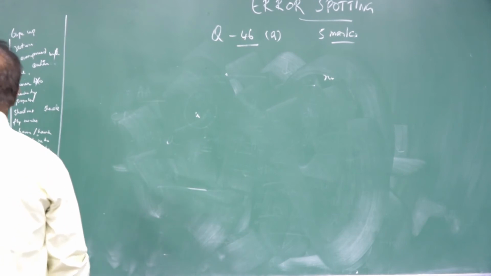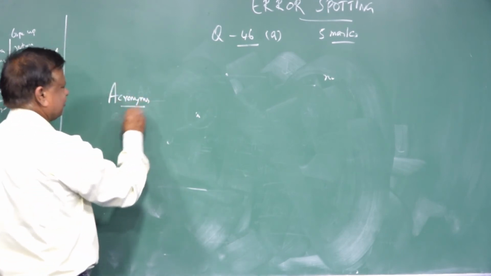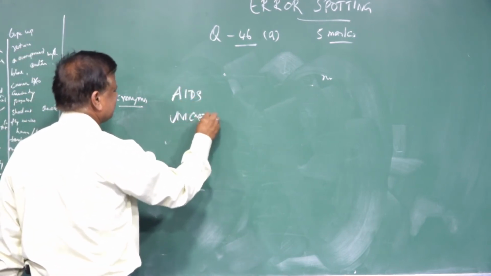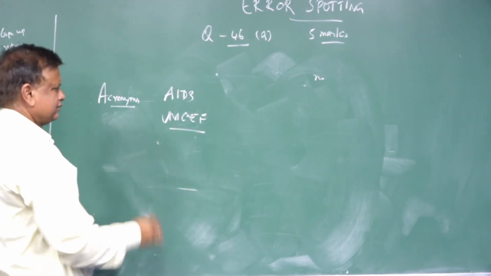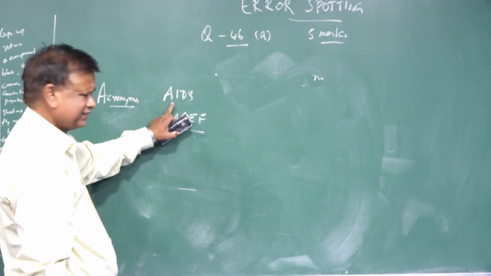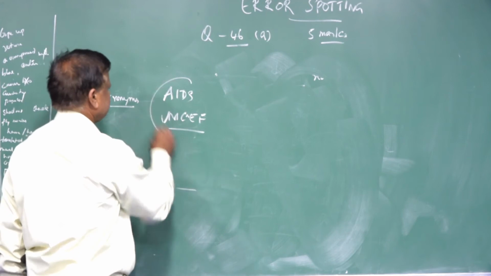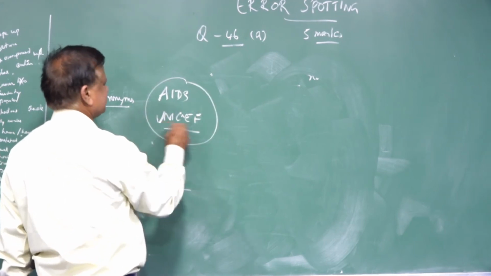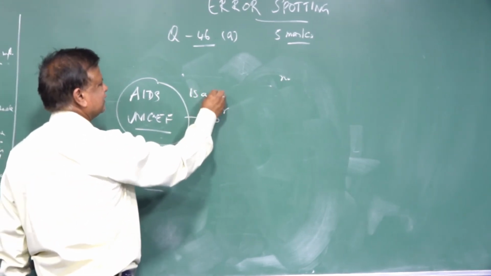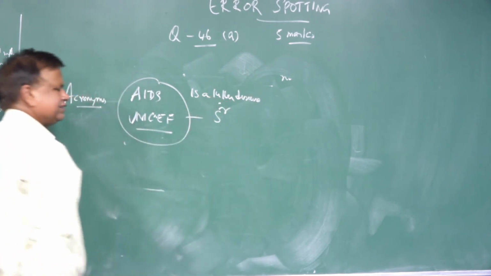Now, after the article, let us go to acronyms. You know what acronyms are? AIDS, UNICEF, these are all acronyms, contractions of a bigger one. AIDS stands for acquired immunodeficiency syndrome. So all these acronyms are singular. AIDS is a killer disease. This you should remember.